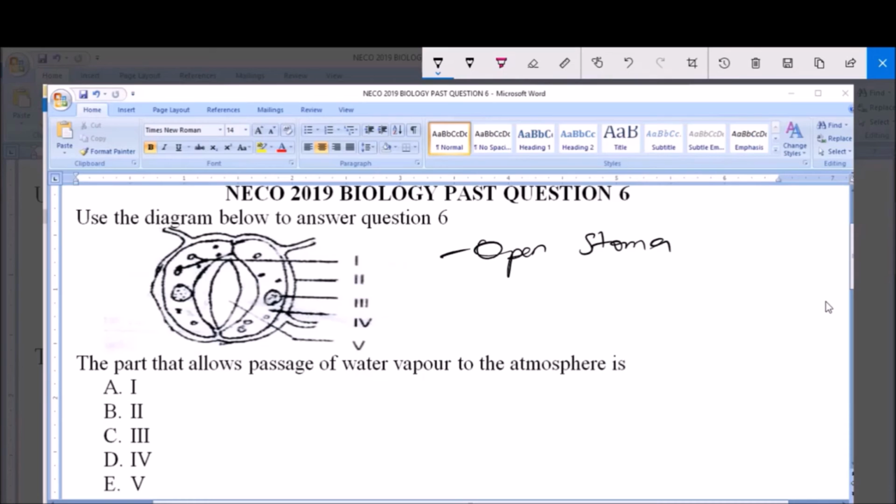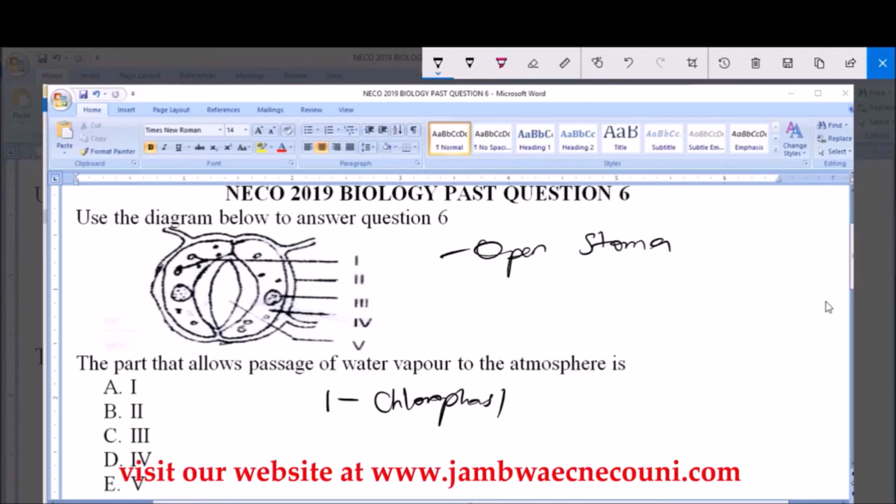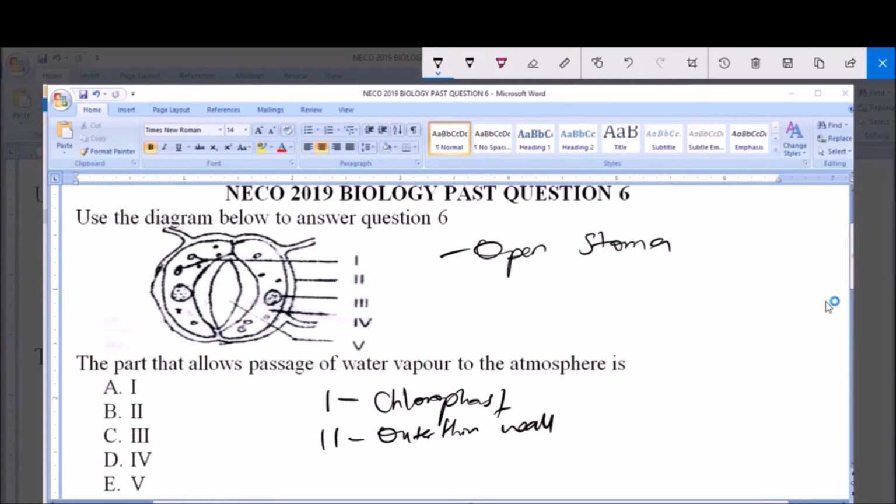Now, let's label this part fully so we can know the parts. I is the chloroplast. II is the outer thin wall. III is the nucleus. IV is the guard cell. And V is the stomata pore. Now, they say the part that allows passage of water vapor to the atmosphere is.